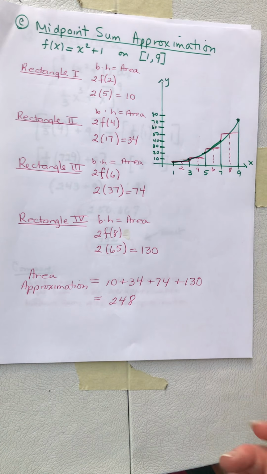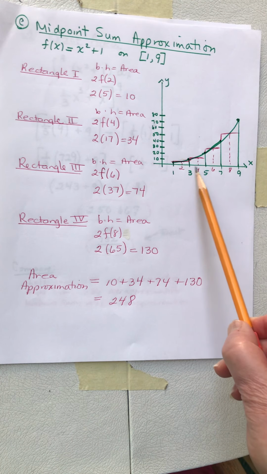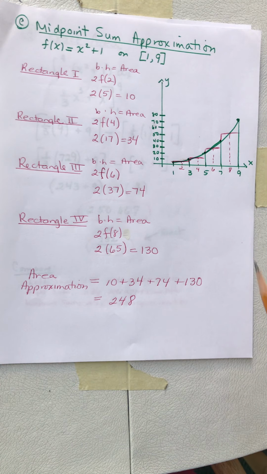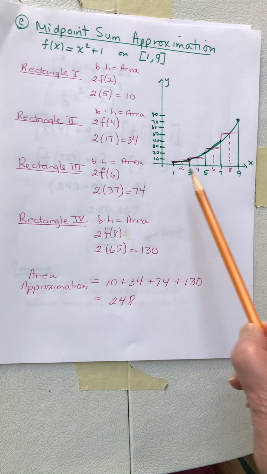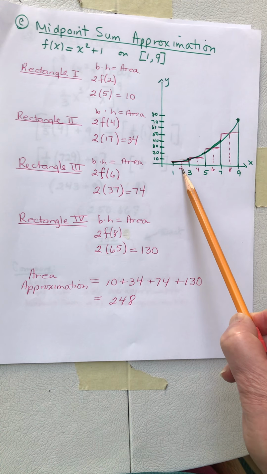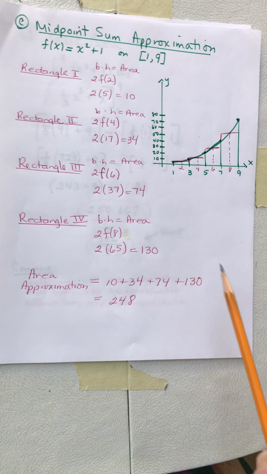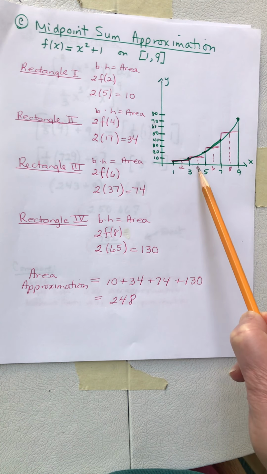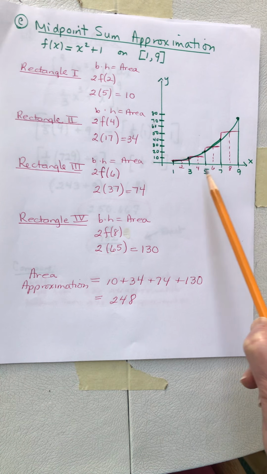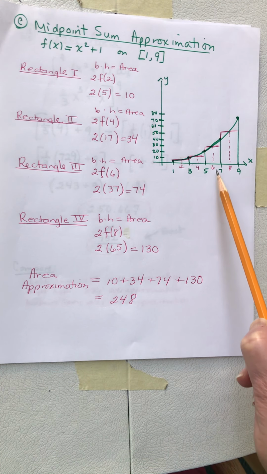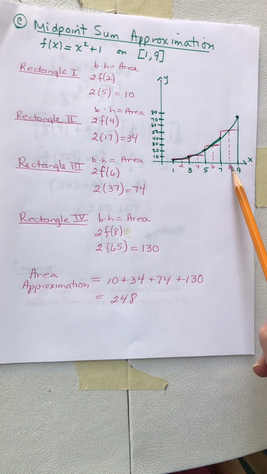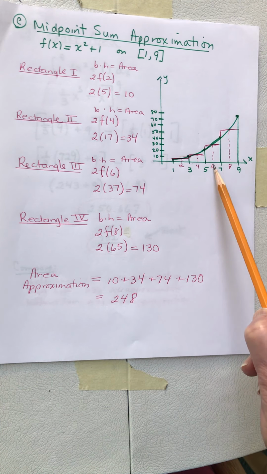All right, the third one is the midpoint sum. Again, our bases are all the same, 2 units, 2, 2, 2, 2 for the bases. The heights are going to be dictated by our x values that are the midpoint of the base of each rectangle. So I found all my midpoints. Halfway between 1 and 3 is 2. Halfway between 3 and 5 is 4. And again, if you can't figure that out, you average. 5 plus 7 is 12 divided by 2 is 6. There's the midpoint. 7 plus 9 is 16 divided by 2 is 8. So they're all my midpoints, 2, 4, 6, and 8.